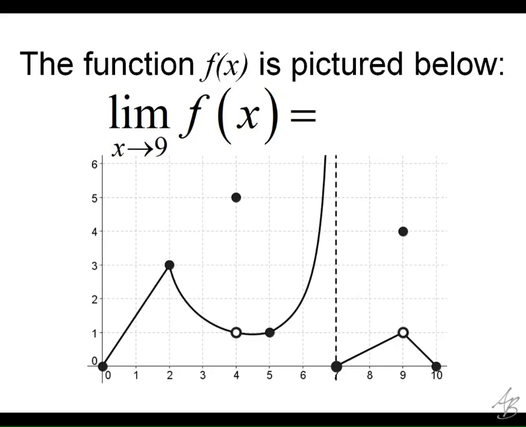So what is the limit as x approaches 9? 1. So if the two one-sided limits match up, then the two-sided limit exists and it has the same value, which would be 1.